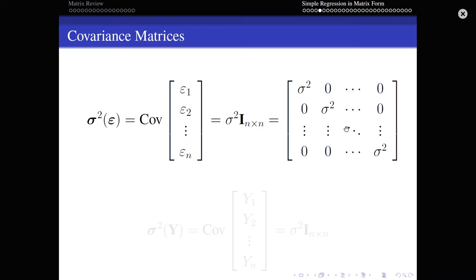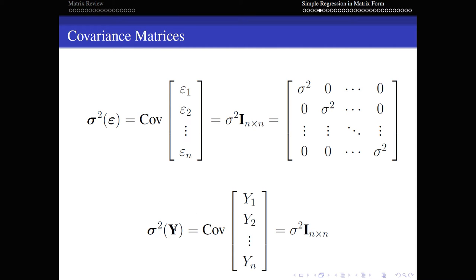So actually in this matrix we can see both our assumptions of independence through the fact that the off-diagonal elements are 0, indicating that there is no relationship between off-diagonal elements, and in the fact that our diagonal elements are all the constant sigma squared. Now this can be summarized by sigma squared times the identity matrix, the n by n identity matrix.